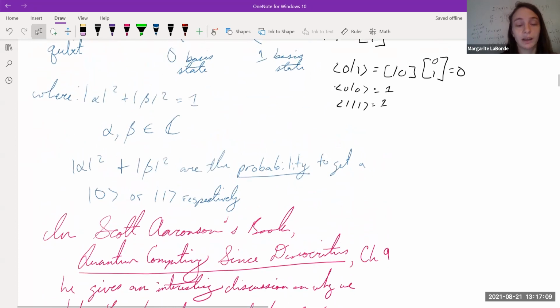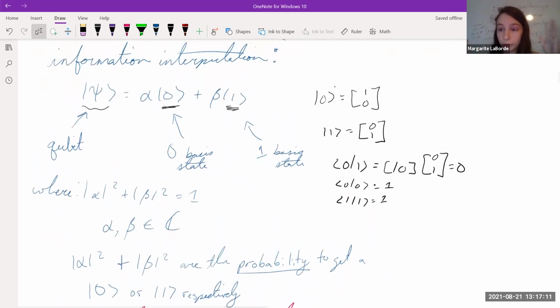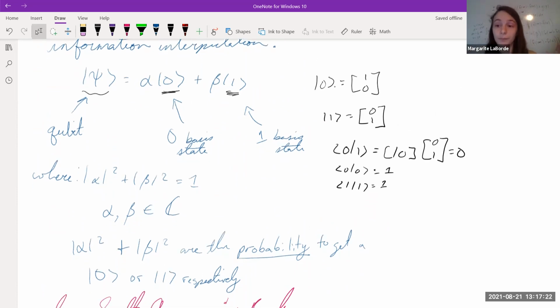So if I'm doing some sort of quantum computation and I have a qubit that looks like psi here, and I want to measure to see if it's 0 or 1, I'm not guaranteed anymore for any arbitrary qubit to always get the same 0 or always get the same 1. And now it's a probabilistic thing.